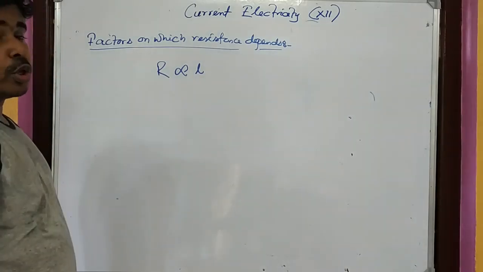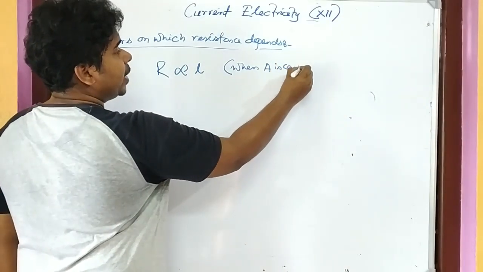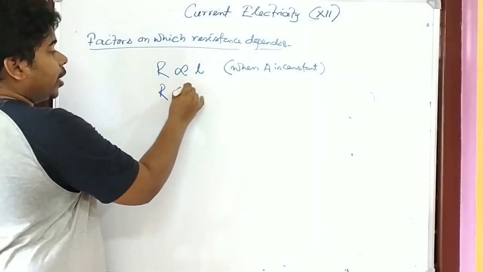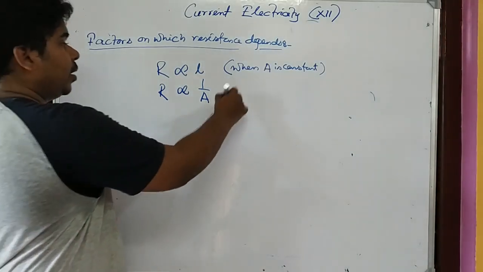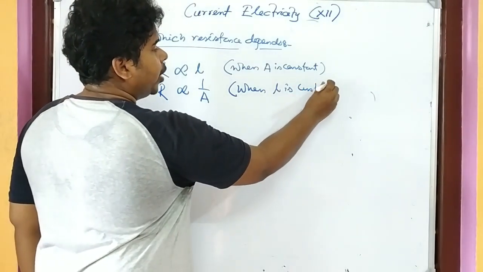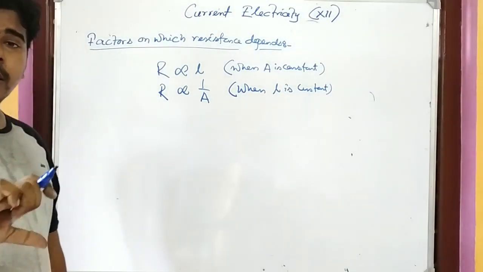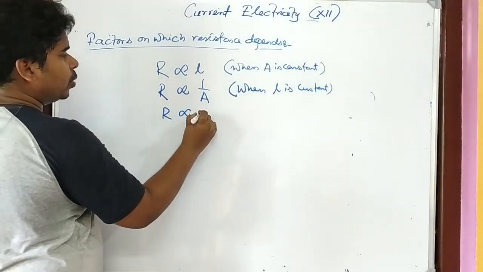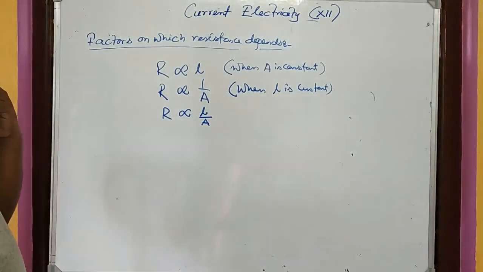R is directly proportional to L when A is constant, where A is the cross section. R is proportional to 1 by A, or R is inversely proportional to A, when L is constant. So if you increase the length, the resistance will increase. If you increase the cross section, the resistance will decrease. If you write it together, R is proportional to L by A when L and A both are changed. Now we need a constant.